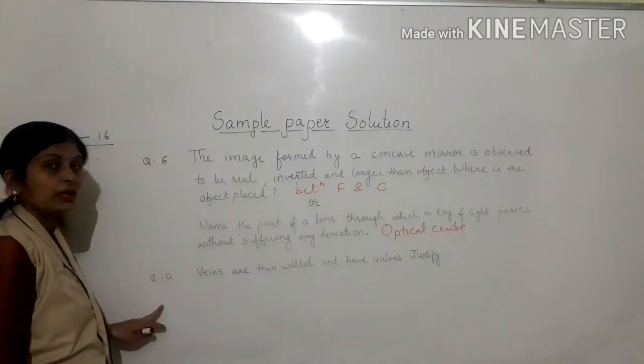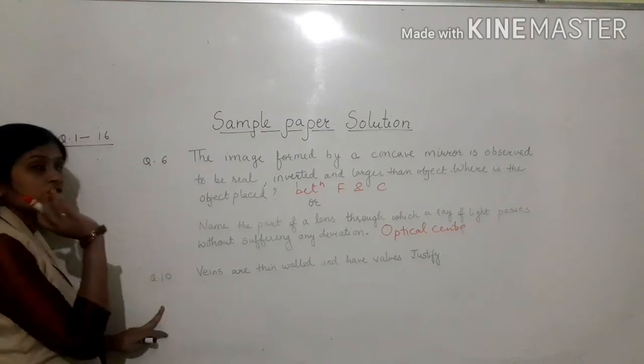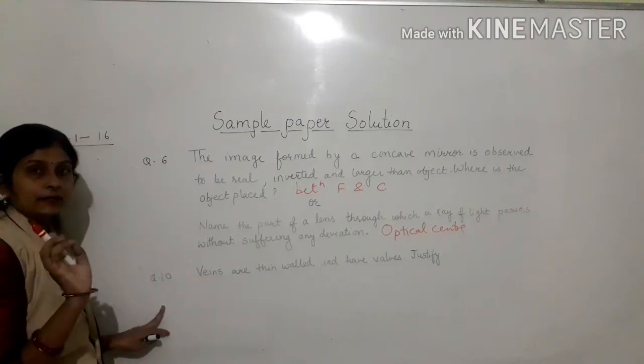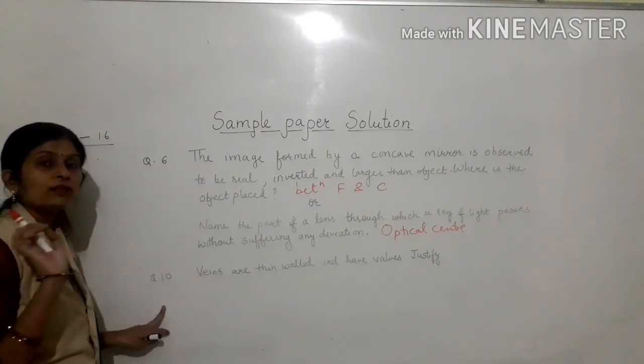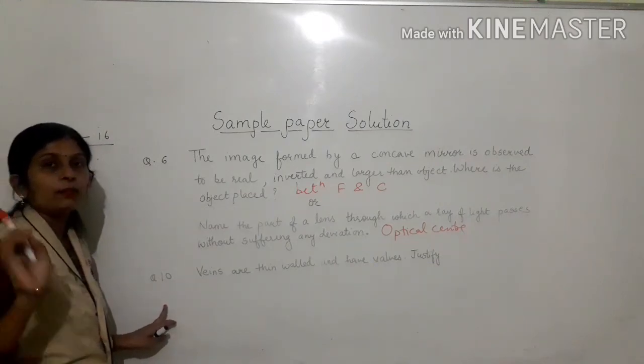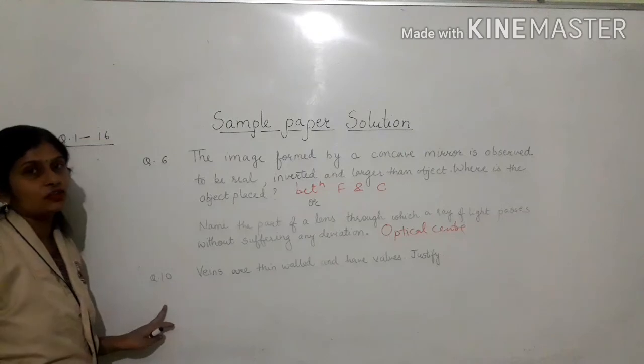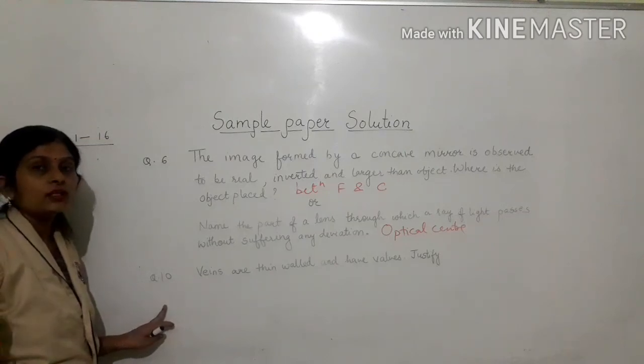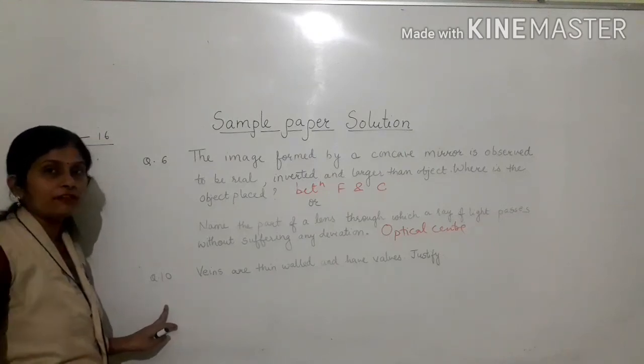Okay. Now question number 10. See. Question number 7, 8, 9 are from the chapters which we have not covered so far. That is from electricity and magnetic effects of electric current. Okay, so we will solve these questions afterwards.